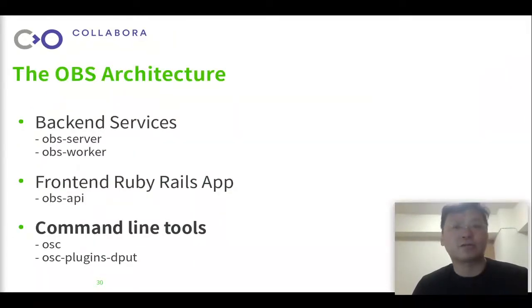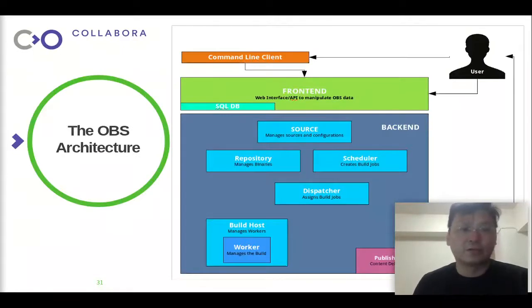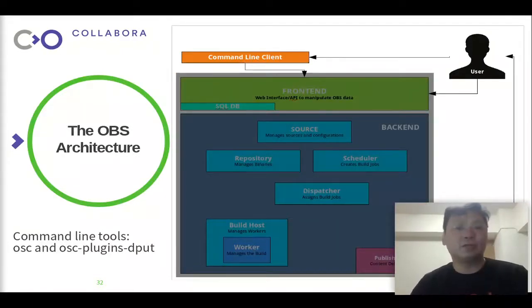And it also has command line tools, because all developers need lots of command line tools. So in Debian we have the OSC and OSC-plugins-dput packages. Those two packages are available in Debian for the OBS command line tools, so that users can use these tools in the terminal easily to interface and talk to the OBS API.